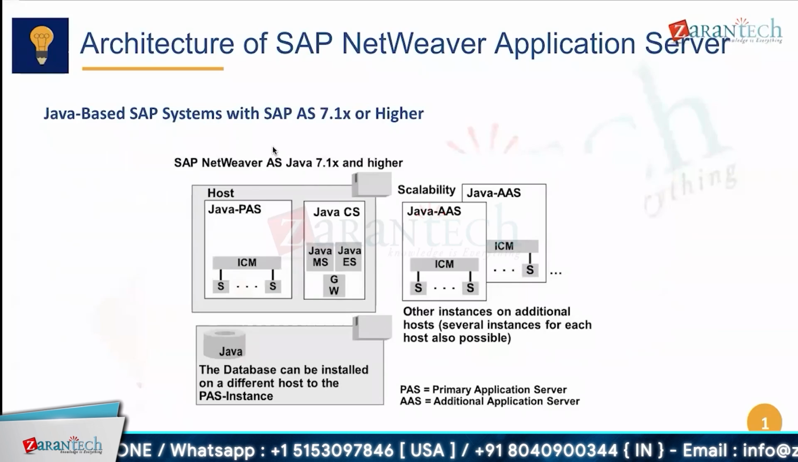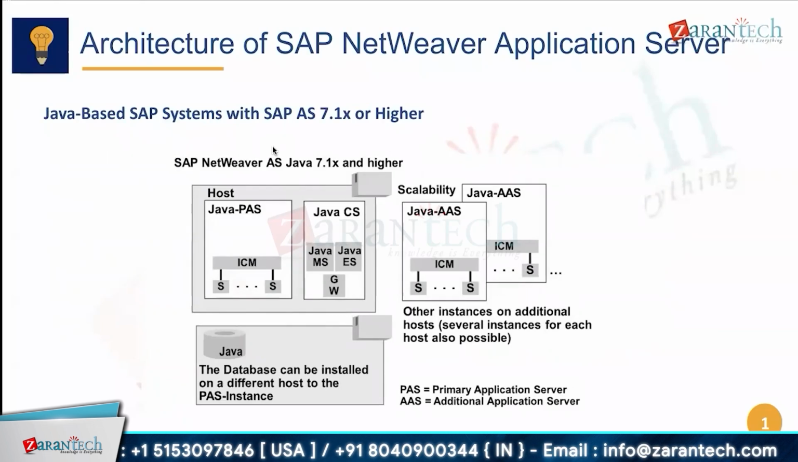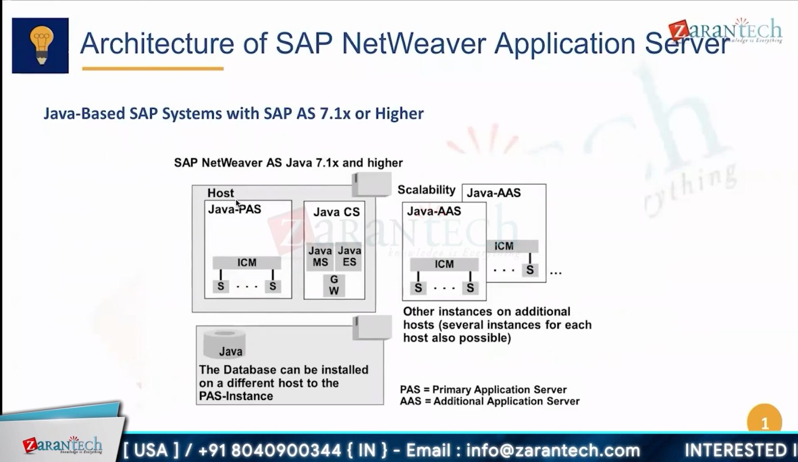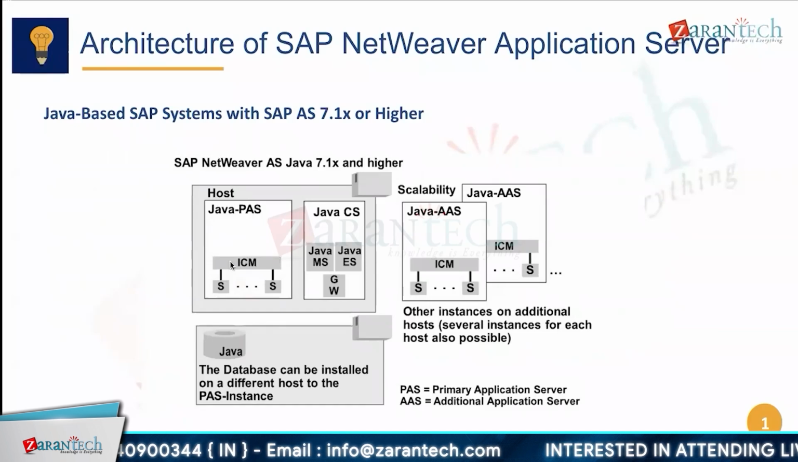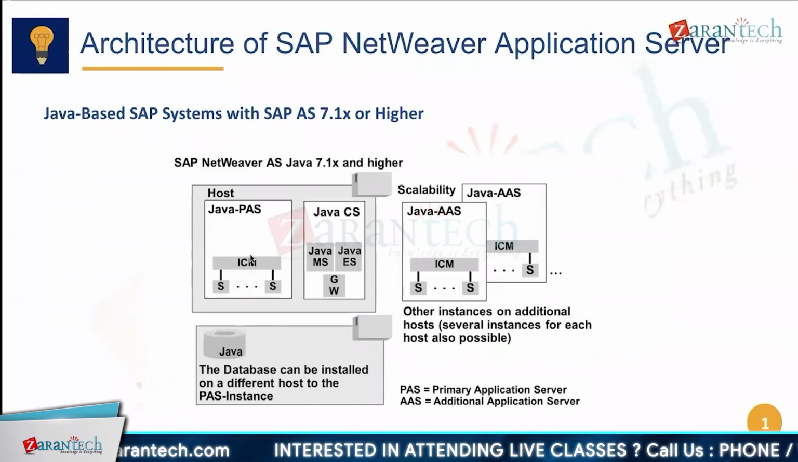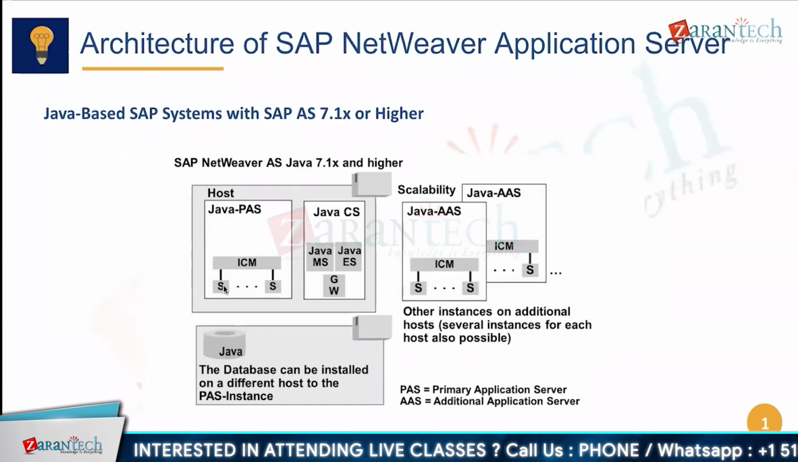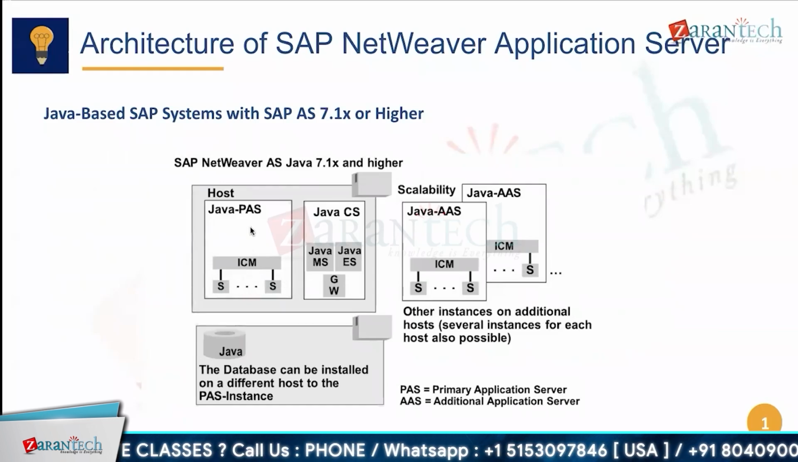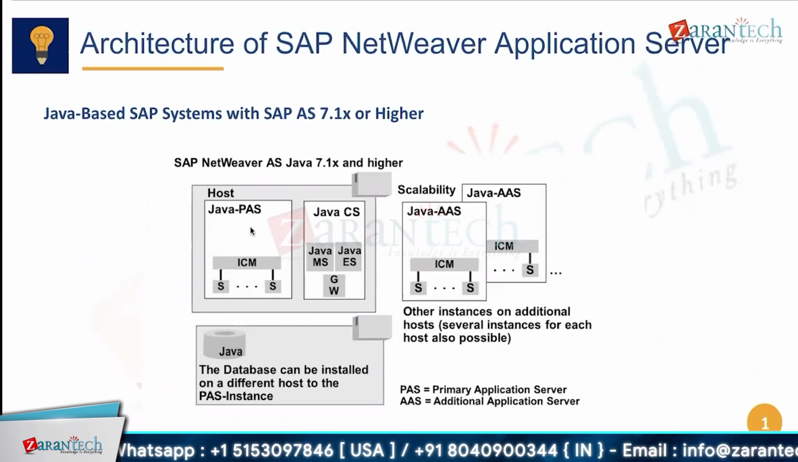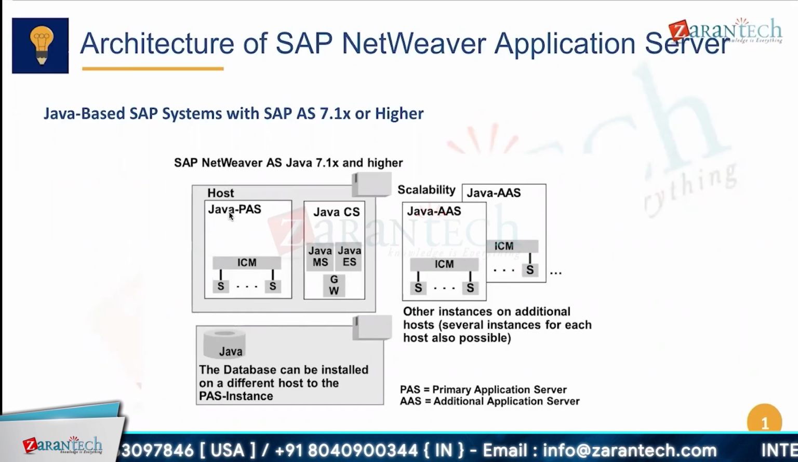So this is the Java architecture. Okay. In Java, as I said, there is no dialog, update, spool, and so on. It's simply server 0, server 1, server 2, like that. It's simple, I would say, but you may not have too many Java systems. I don't know, it depends on your product or the customer, but just know that.